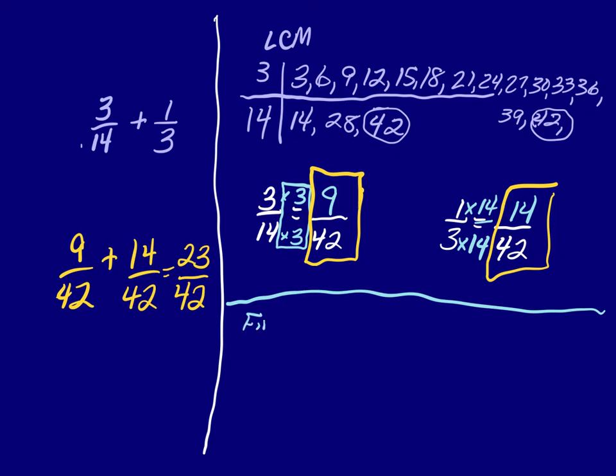Find common multiples by multiplying the denominators.